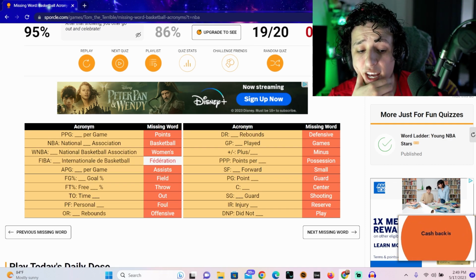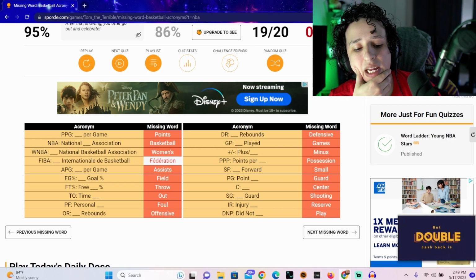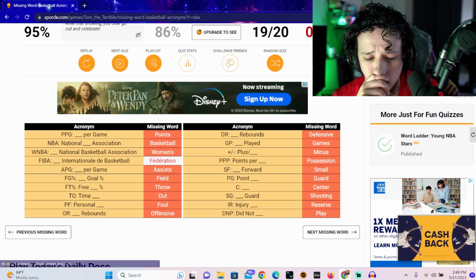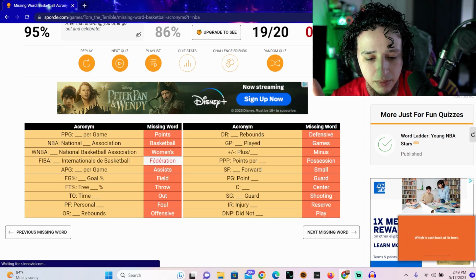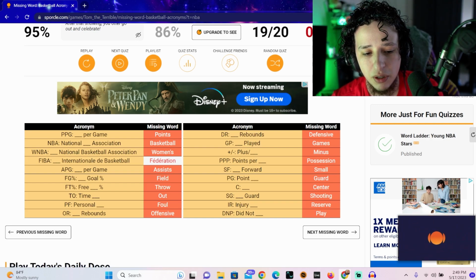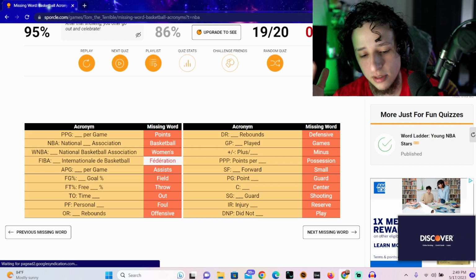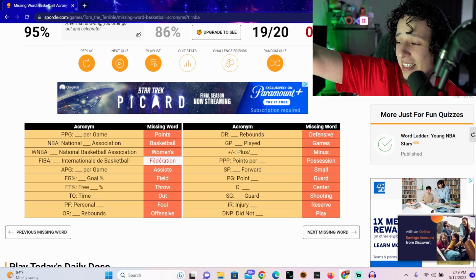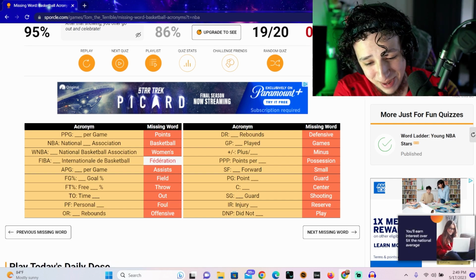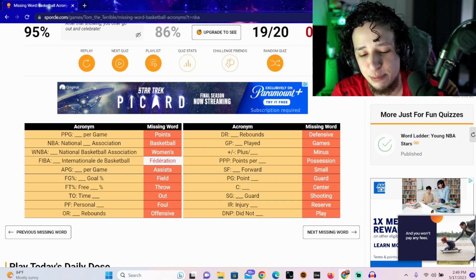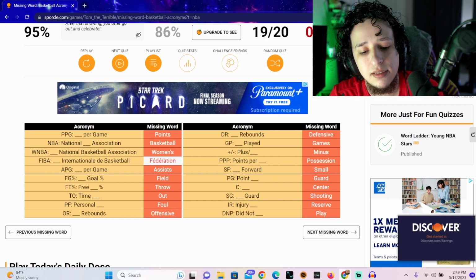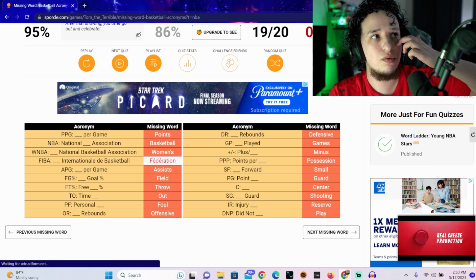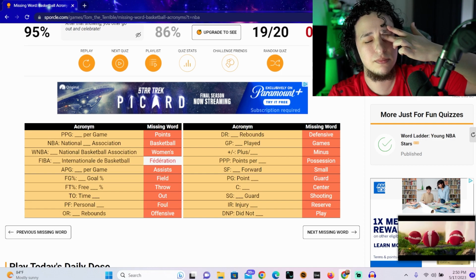PF, personal foul. 6 fouls and you foul out in the NBA. In college and in high school, it's 5. OR, offensive rebounds. When you grab a rebound while it was in offensive possession. So if my teammate shoots it and I grab his board, offensive rebound. DR, defensive rebound. If the other team shoots it and I grab the rebound, defensive rebound. GP, games played, that's self-explanatory. Plus minus, this one's actually not an advanced stat, right? Because it can be a bit misleading.